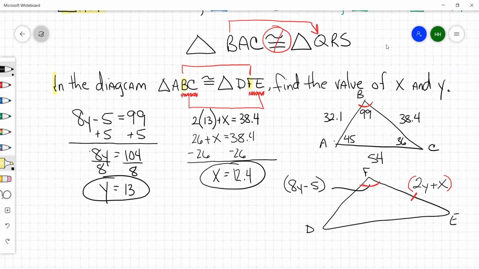Okay, so they asked us to solve or find the value of x and y. Here's our x value, and here's our y value. You guys feel comfortable using those congruent statements to determine which sides and angles are congruent to each other? Everybody handle that? Anybody confused on that concept?